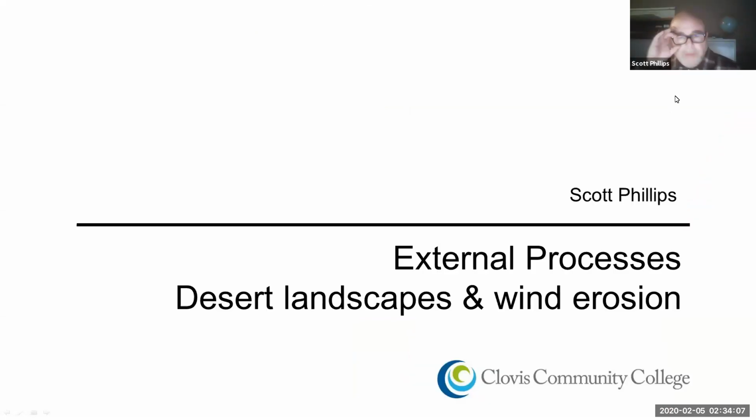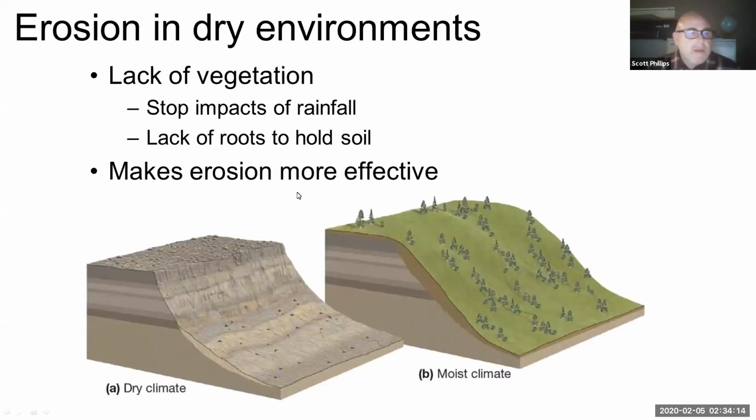Next, let's talk a little bit about desert landscapes and also wind erosion while we're here, because wind erosion is very effective in desert landscapes. So in dry environments, like in transmontane California, in the deserts, like in the Mojave and Sonora deserts, you don't have that much vegetation, and the vegetation doesn't hold the soil down because of the lack of it. So you don't have the roots, you don't have the leaves to break up the rainfall, and it makes erosion much more effective in these desert environments because they're not protected by vegetation.